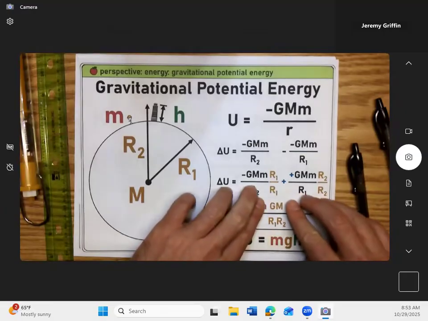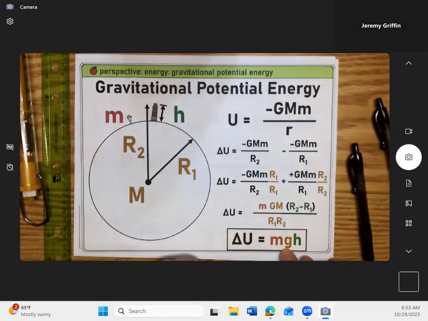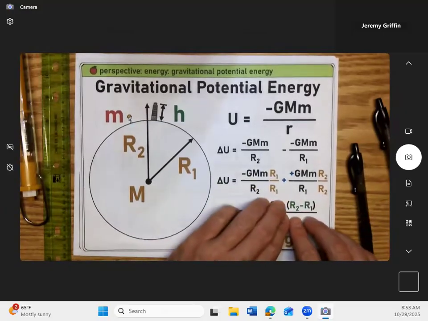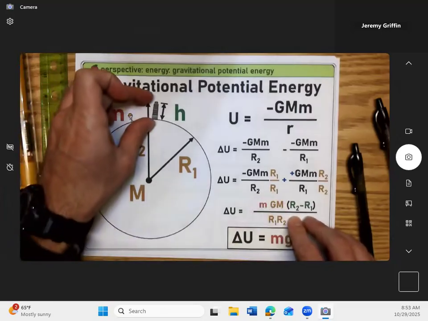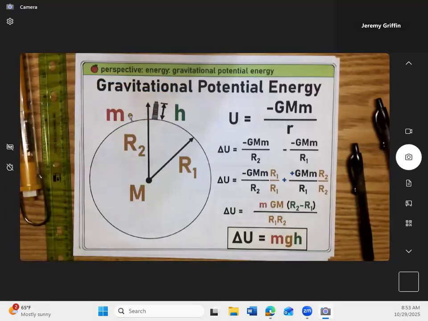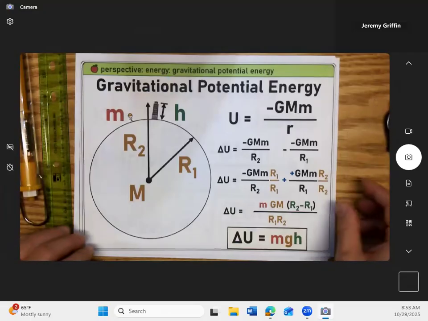And guys, what is GM over R squared? That's that gravity field right there. That's why I colored it the same. That color is that color. And R2 minus R1, because maybe there is a little bit of difference, couldn't that just be the height change? So you see that leads to mgh, which is consistent with all the other energy physics we've been doing so far. Okay, I guess good with that.